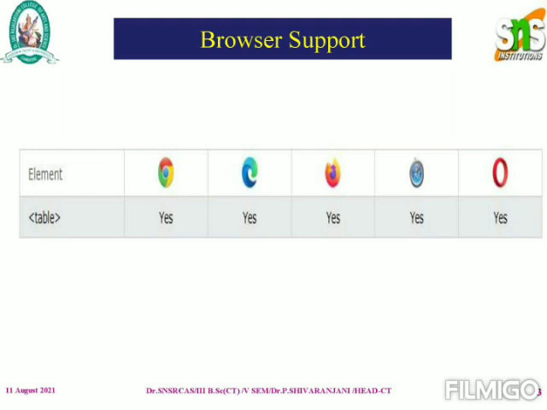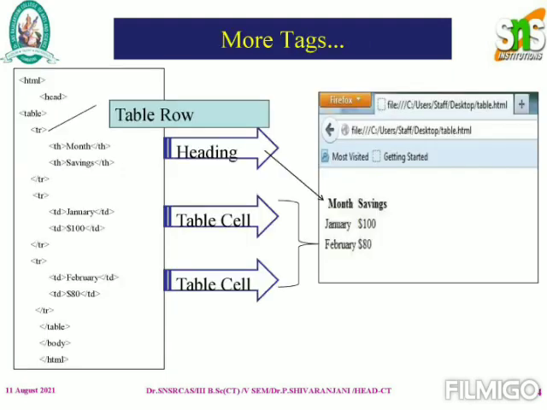The next one is some examples of table creation. For that you have to use the table tag. It should start with the table, and then you have a table row. Here you're creating 3 rows and 2 columns. The first column is called the heading, and the remaining are called data cells, or table cell or table data.